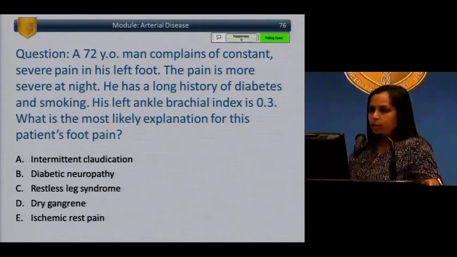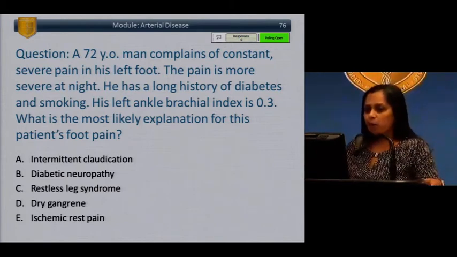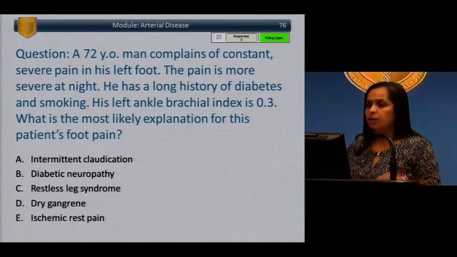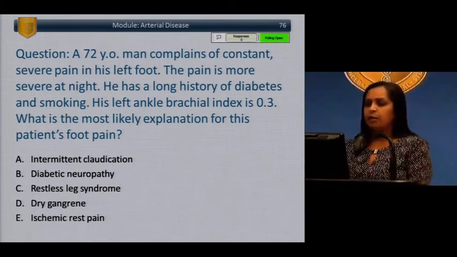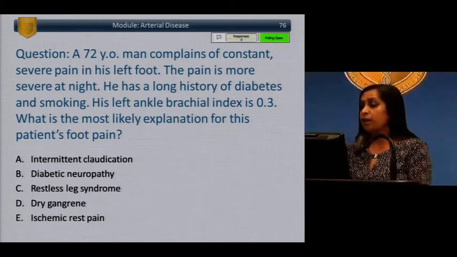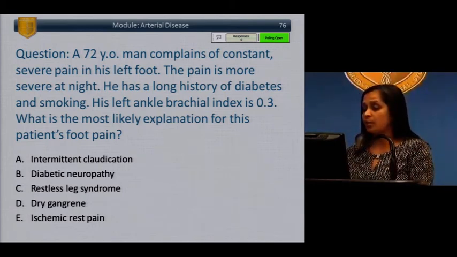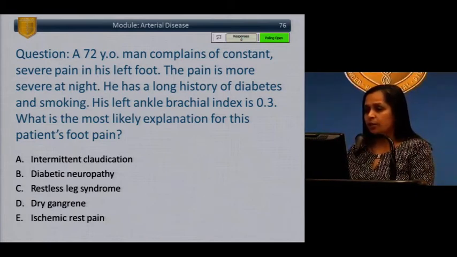We'll talk a little bit about chronic arterial disease. Question to start. A 72-year-old man complains of constant severe pain in his left foot. The pain is more severe at night. He has a long history of diabetes and smoking. His left ankle brachial index is 0.3. What is the most likely explanation for this patient's foot pain?